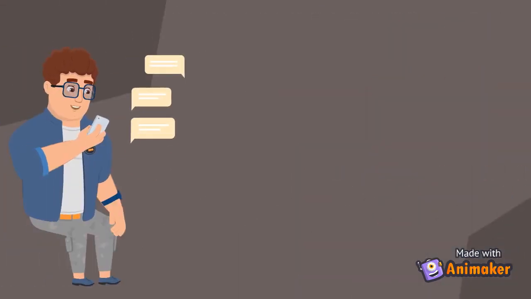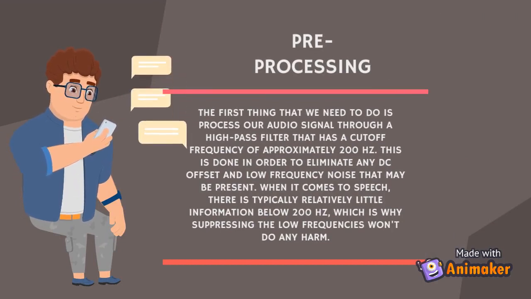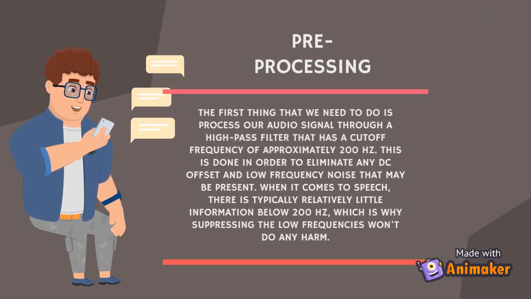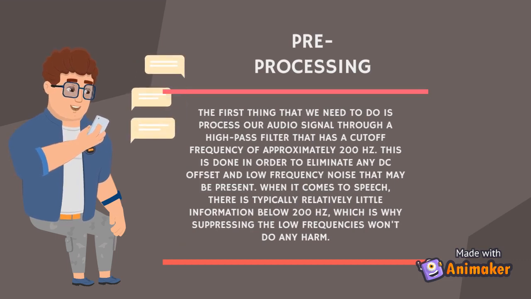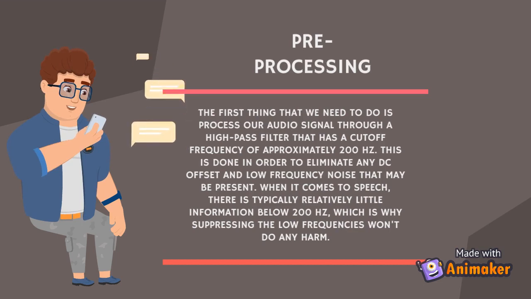The first thing that we need to do is process our audio signal through a high-pass filter that has a cutoff frequency of approximately 200 Hz. This is done in order to eliminate any DC offset and low-frequency noise that may be present. When it comes to speech, there is typically relatively little information below 200 Hz, which is why suppressing the low frequencies won't do any harm.